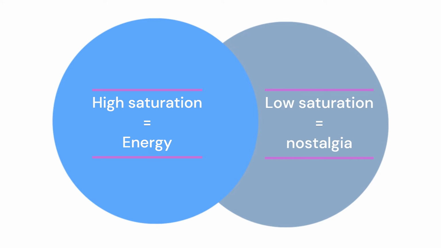For example, this blue is highly saturated, which makes it perfect if you wanted to convey a sense of energy in your illustration, whereas this blue is less saturated, which would be perfect if you wanted to convey a feeling of nostalgia into your drawings.